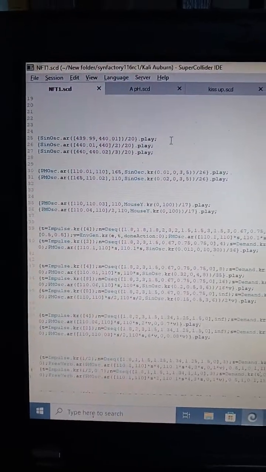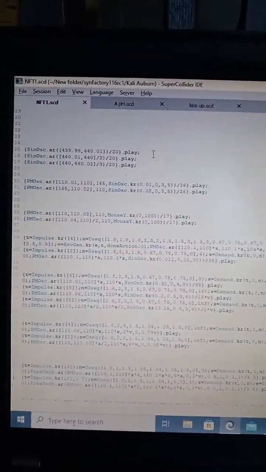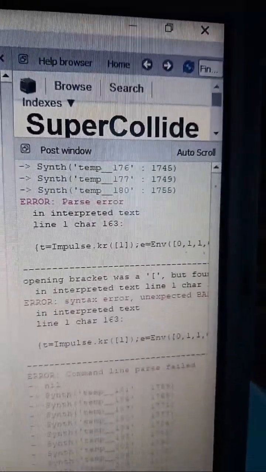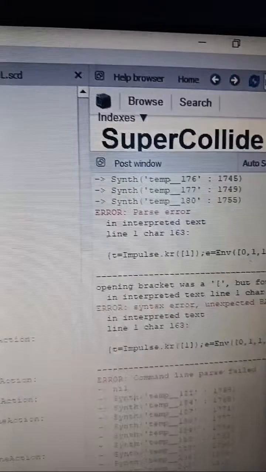So let's do some SuperCollider stuff. So here we are, booted up SuperCollider. I know this is very fast. So SuperCollider, we booted it up.